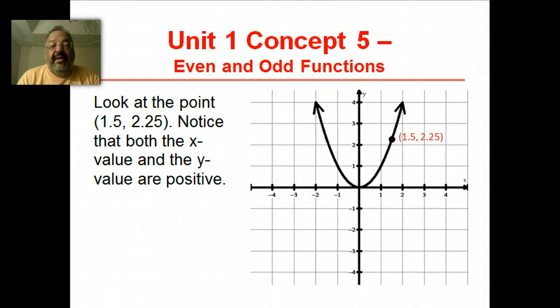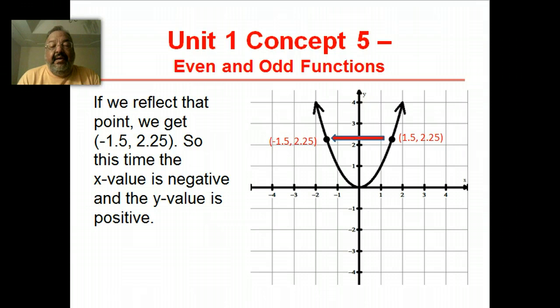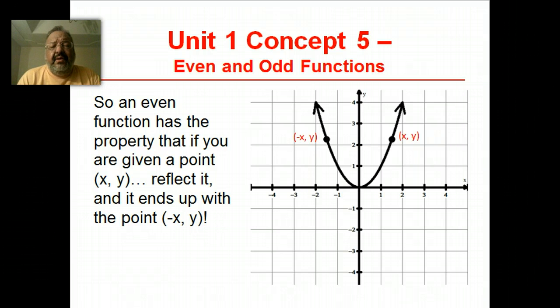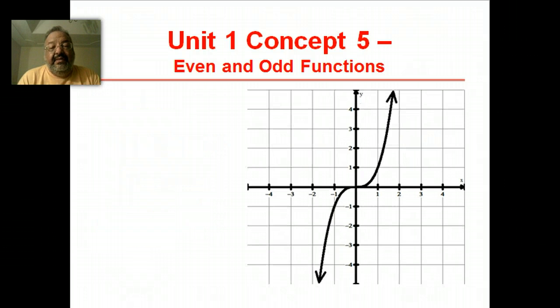Okay, so look at this point here, 1.5 and 2.25. It's on the graph, it's on the parabola. And when I reflect it across the y-axis, that point becomes this point, negative 1.5, 2.25. So basically what happens is that the y value stays the same, but the sign of the x value changes. So an even function that starts out with a point x, y on the graph, when you reflect it across the y-axis, is going to have the point negative x, y. It'll always change like that.